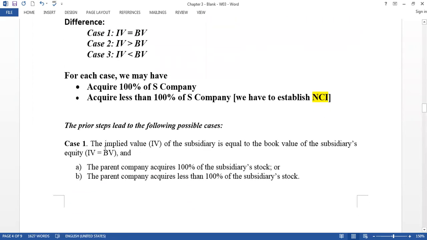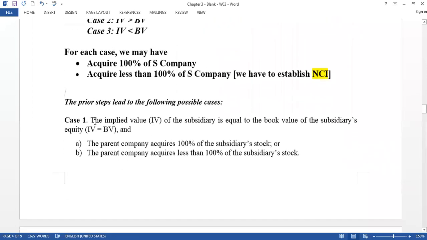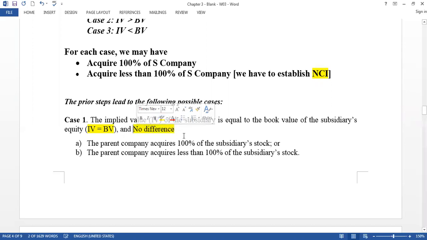Now we can see case one. Based on my explanation, when we are going to consolidate the balance sheet, we may have several cases. The first case, look at this one: implied value equals book value. What is the meaning? The meaning is no difference. If you don't have any difference, the question is very easy. But if you find any difference, you have to adjust and allocate.